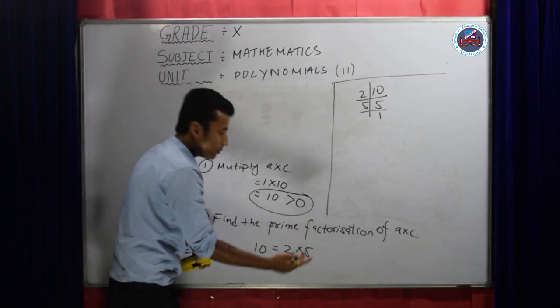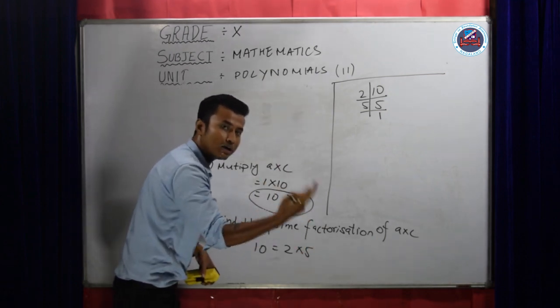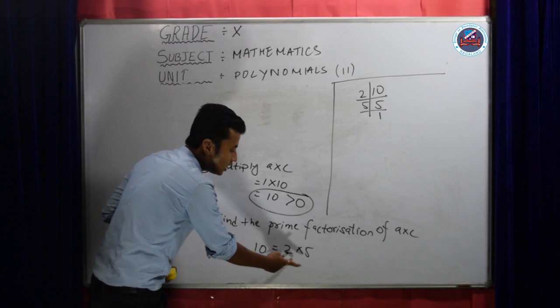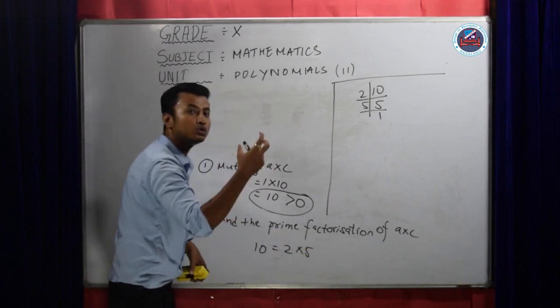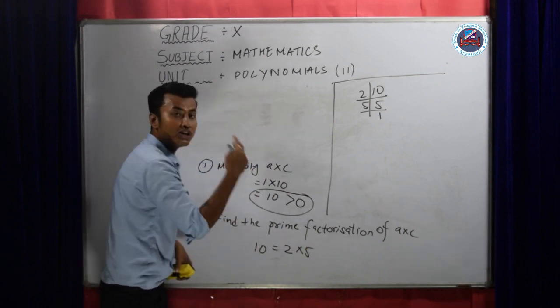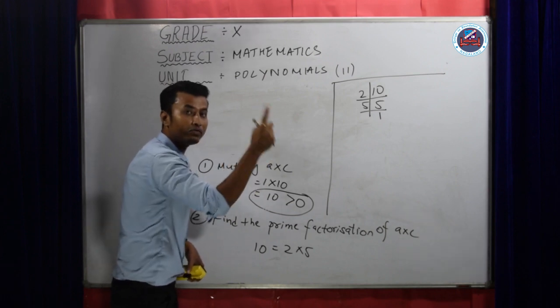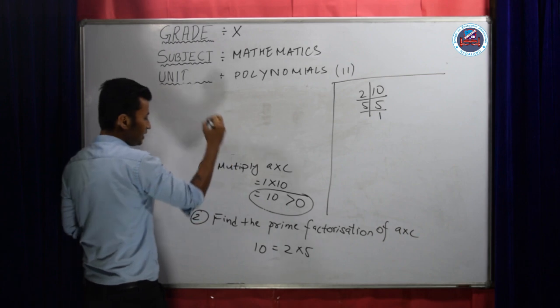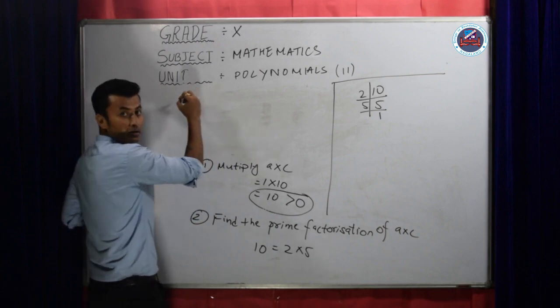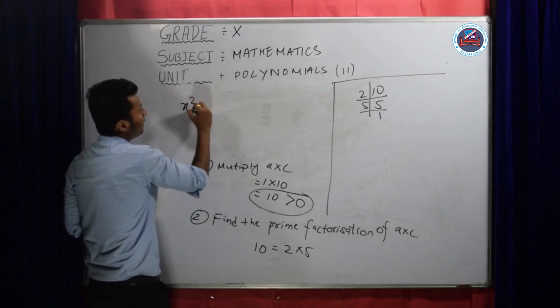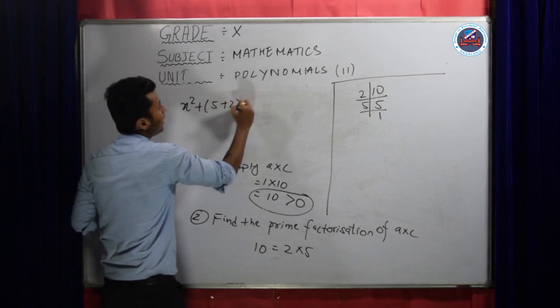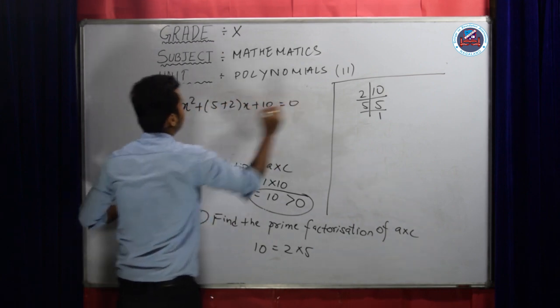So after grouping up, what are the two numbers? The only two numbers which you will get in this equation are 2 and 5. So what is 2 into 5? 10. What is 2 plus 5? 7. 7 was your B. Remember, 7 was your B. So you write down here x square plus 5x plus 2x plus 10 equals to 0.